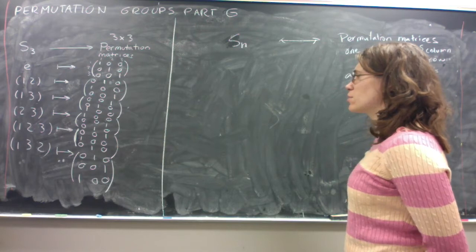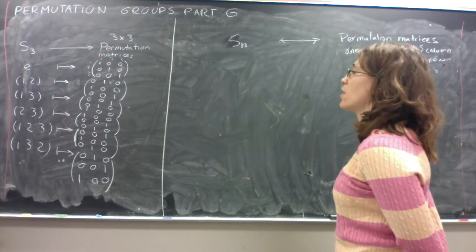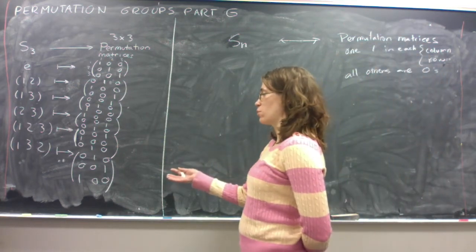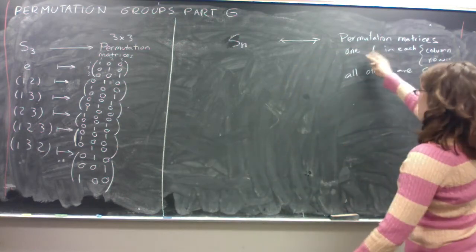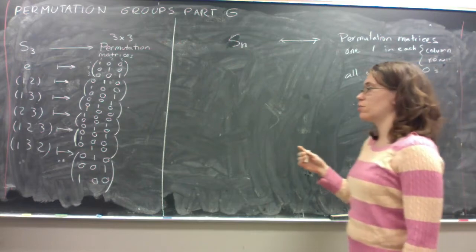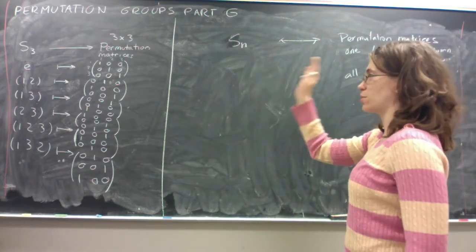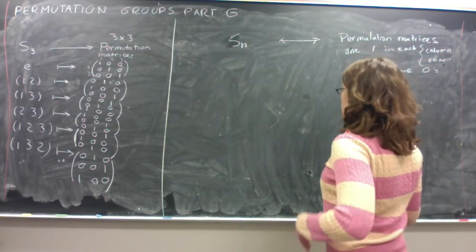And it's maybe not obvious, but you can convince yourself that these are all possible 3x3 permutation matrices. These are the only ways of satisfying this rule of only having one 1 in each row and one 1 in each column. Okay, so this is how we get this correspondence between permutations and permutation matrices.